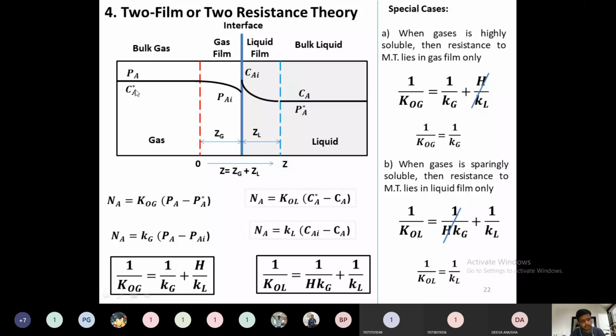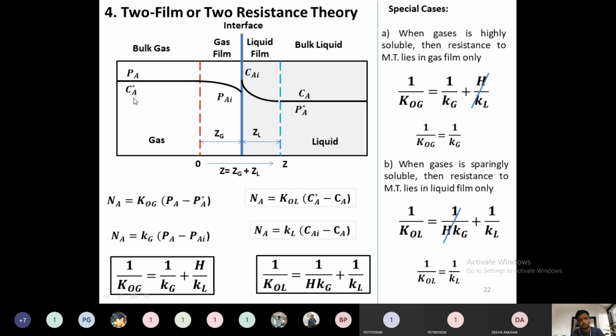Yeah, for the individual film transfer coefficients, we can write up to this region only for the gas phase, and up to this region for the liquid phase. Okay, now the concentrations for this region will be PA to PAI, and for this region will be CAI to CA. Okay, that's for the individual.